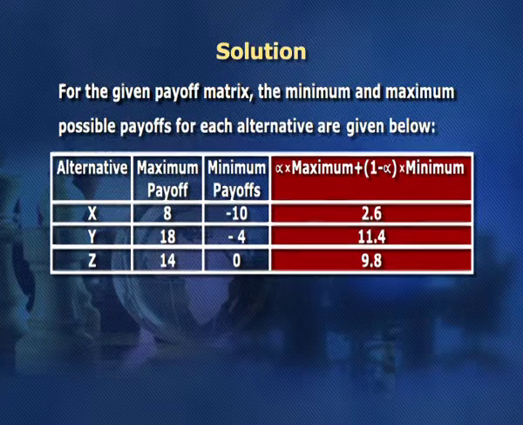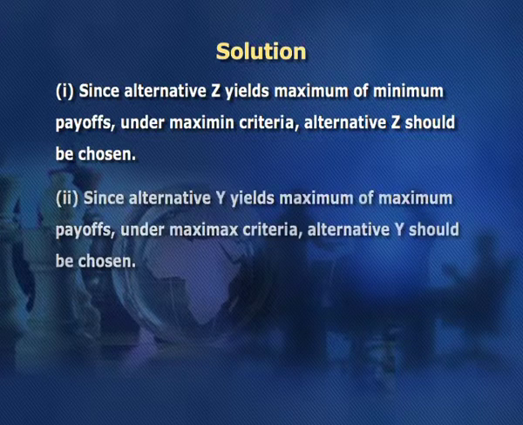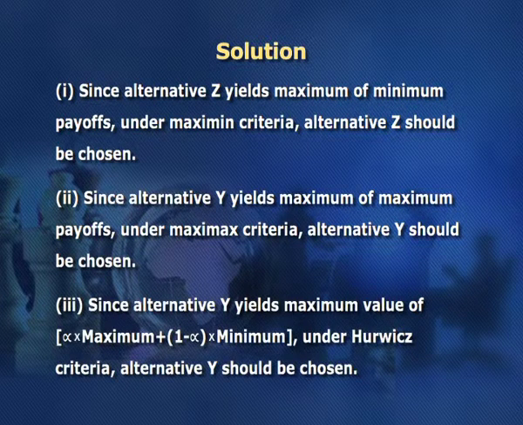So, now we will start with number 1. Since alternative Z yields the maximum of minimum payoffs, under the Maximin criterion, alternative Z should be chosen. Number 2 now, since alternative Y yields the maximum of maximum payoffs, under the Maximax criterion, alternative Y should be chosen. Since alternative Y yields the maximum value of alpha into maximum plus 1 minus alpha into minimum, under the Hurwicz criterion, alternative Y should be chosen.